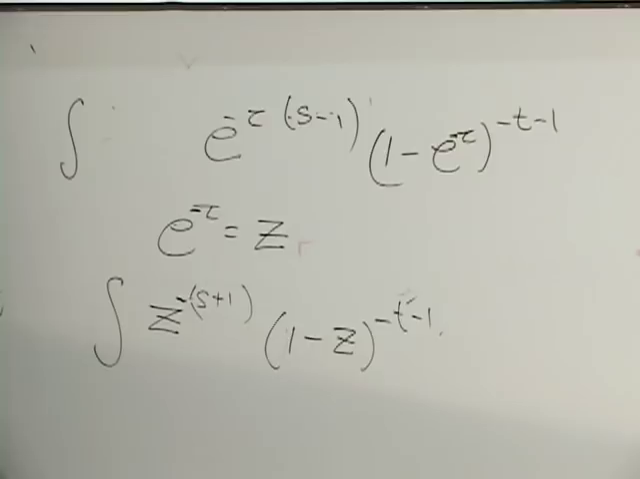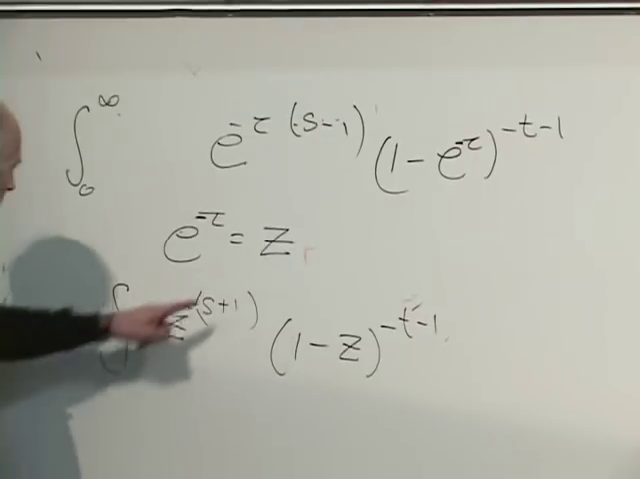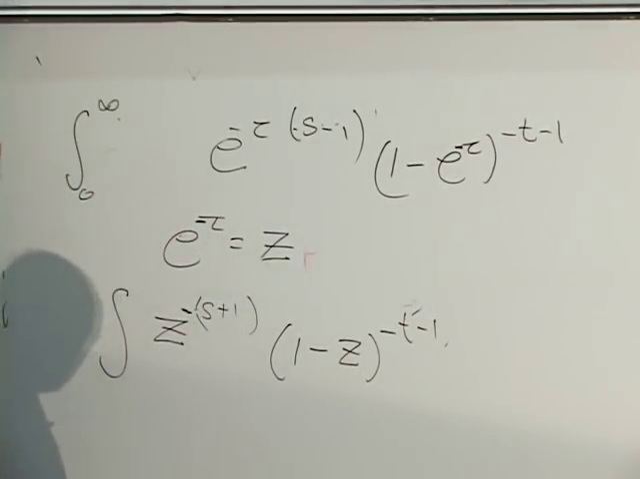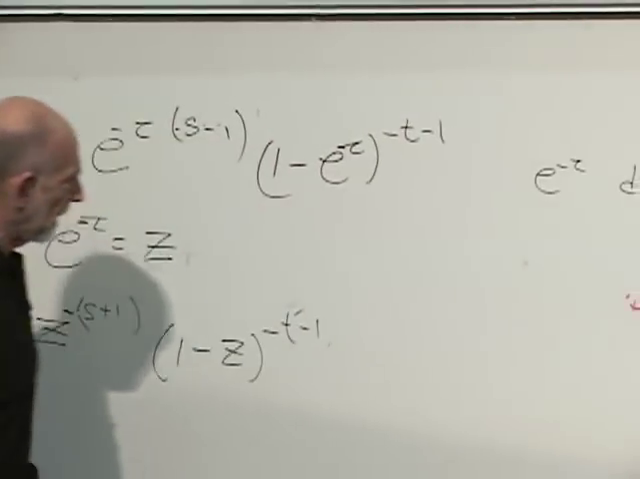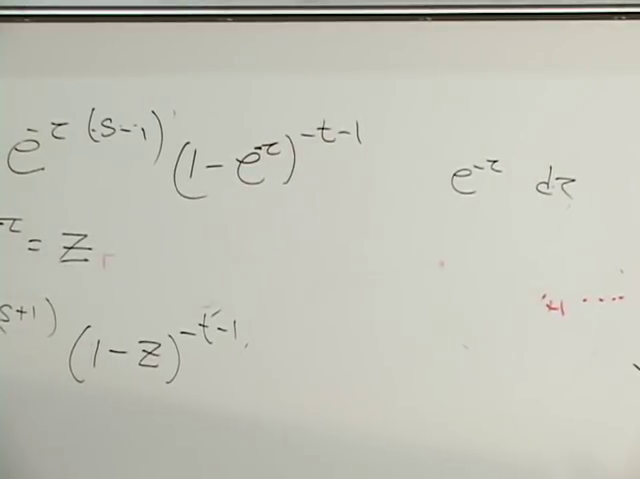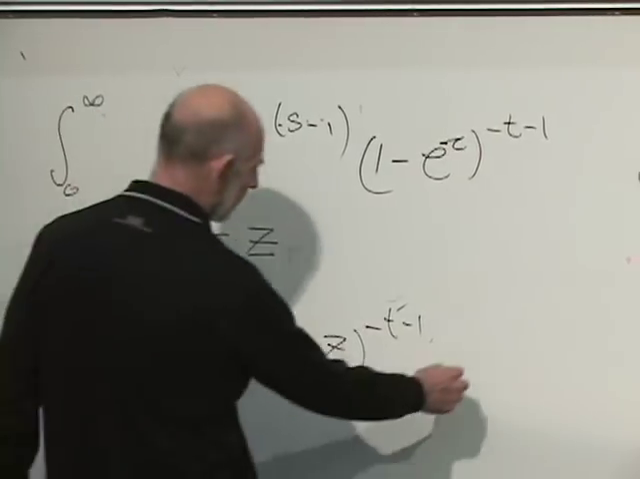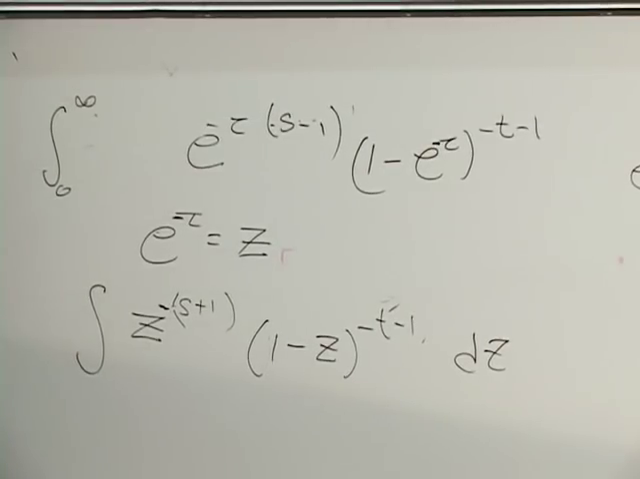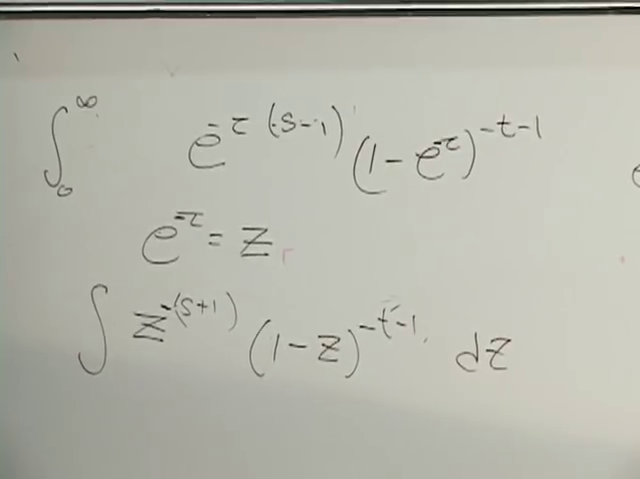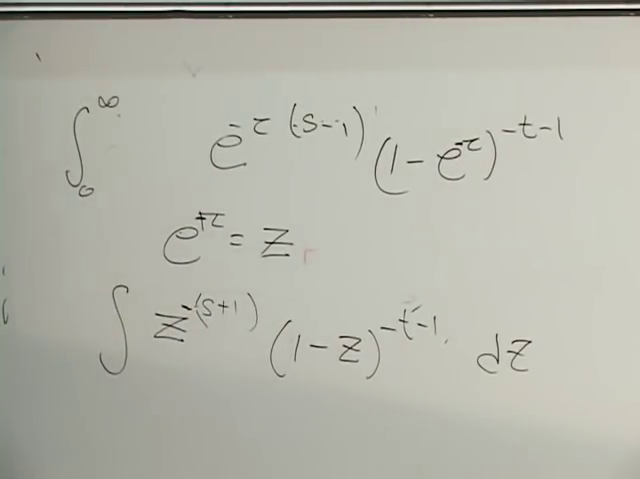Oh, incidentally, this integral goes, I think, from 0 to infinity. Yes, it does. All right. And what is d tau times e to the minus tau? It's just dz. I think I got it. Did I get that right? I've lost track of whether this is plus or minus here. I don't remember. But it's just dz.